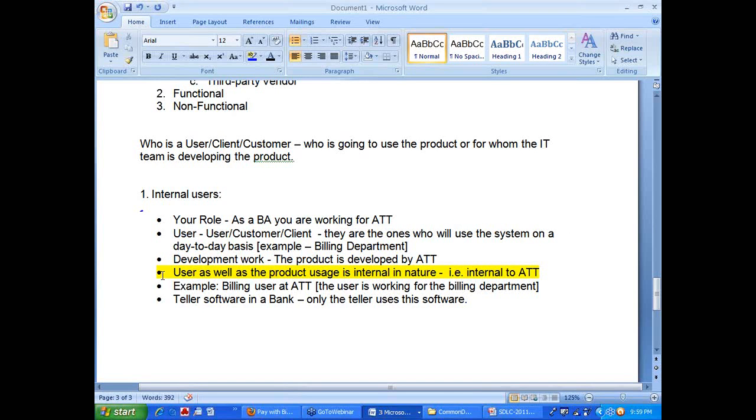Okay. Why is it called an internal product? Look at the user. The user is internal to the company. The product being used is also internal in nature. That is, only AT&T is using it. The development work is also done by an internal team. The user is very much internal in nature. So, okay, it is an internal product. And you and I have no access to the AT&T billing software.